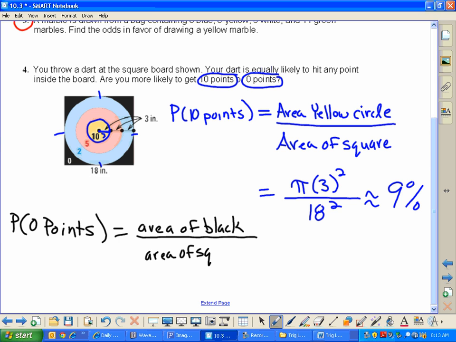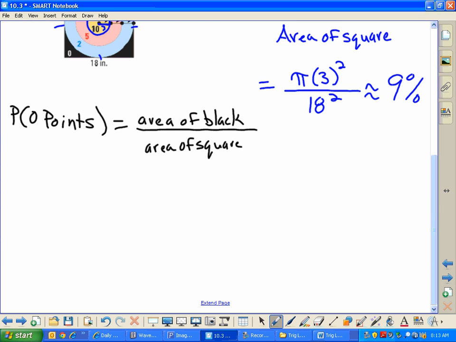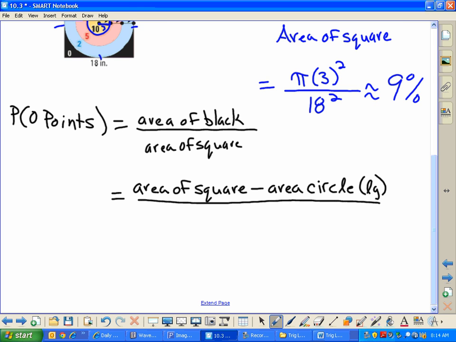But to appropriately describe, as Molly said, the area of the black region, you have to basically punch out the circles. It's like you take out one of those hole punchers or cookie cutters, and you're taking out that area of the circle. So you're basically going to have to do the area of the square minus the area of the circle, the big circle. We'll put large circle. The biggest circle there is the blue one. And then this is, again, going to be over the area of the square.